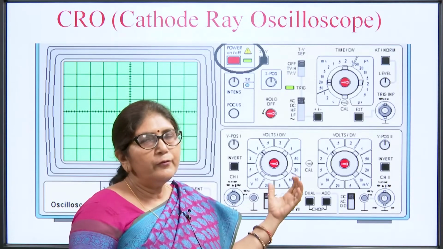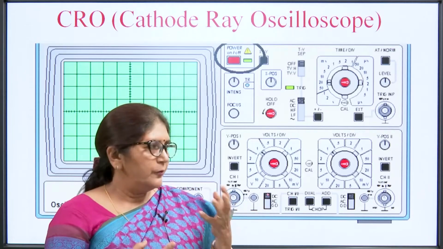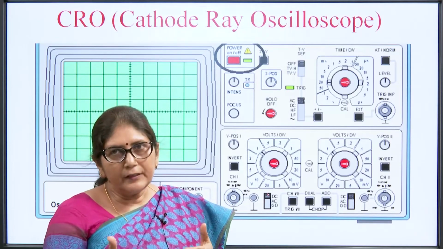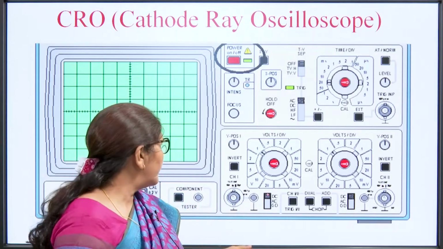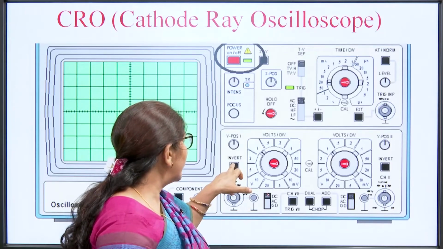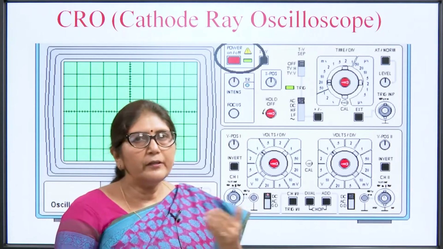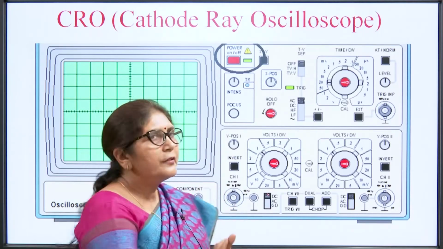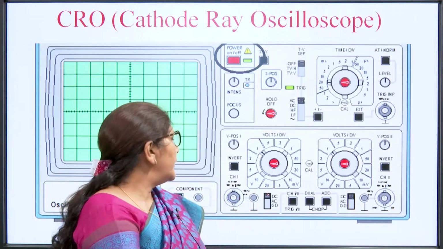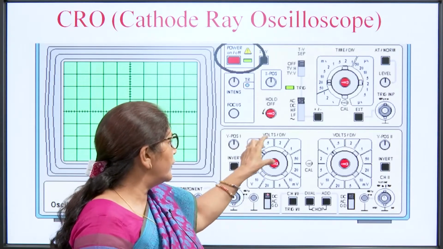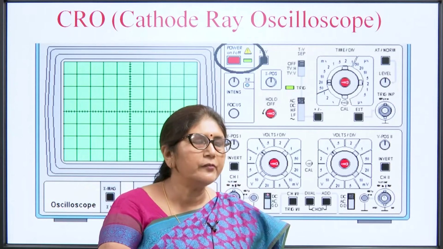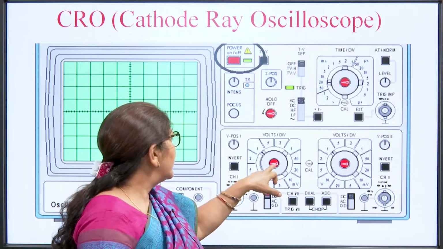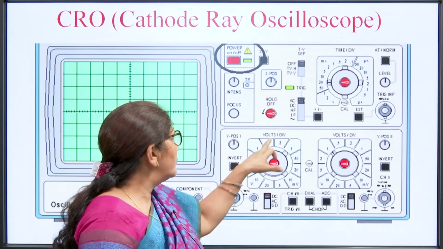Then if we want to invert the signal, meaning we want to deviate the signal by 180 degrees, positive to negative and negative to positive, then we have to push this invert button. It will invert the channel. Then if a waveform is displayed over there, we have to vary the voltage per division. There is a knob of voltage per division. Suppose at this position you see this knob is at 2 volt per division.